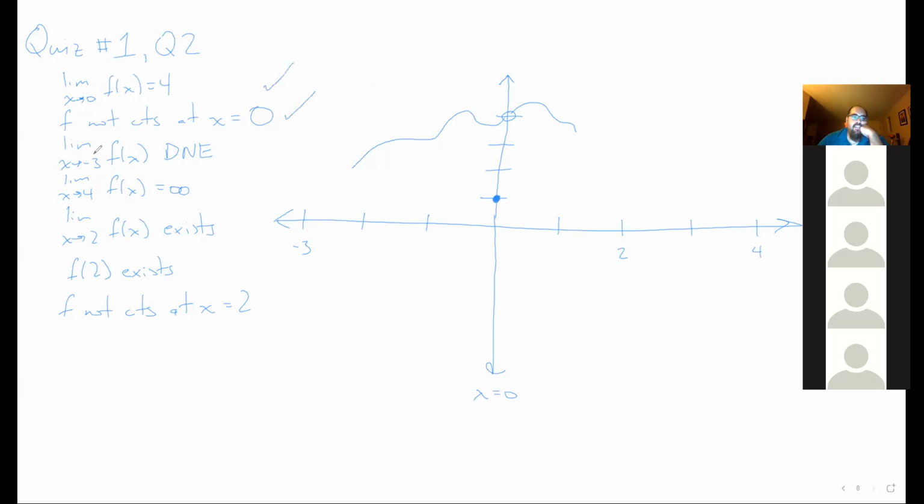So I want the limit as x approaches -3 of this function not to exist. There are lots of ways that could happen. Couldn't you say going to either infinity or negative infinity? Yeah, so I might want to do this. That's one way. Here's another way.